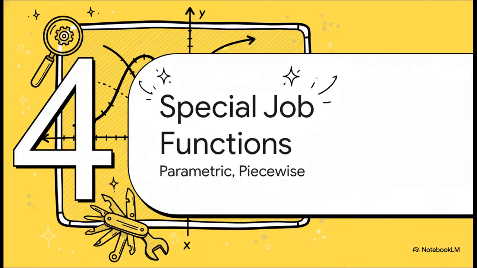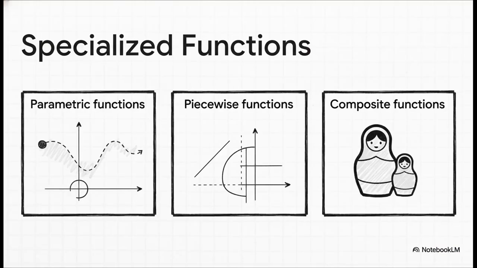All right, now we get to the really cool stuff, the specialist tools in our kit. These are the functions designed for more complex, real-world jobs where the standard tools just aren't quite enough. We're going to look at three of them. Parametric functions, which are amazing for describing motion, piecewise functions for when the rules of the game change midway through, and composite functions, which are kind of like functions working together on an assembly line.